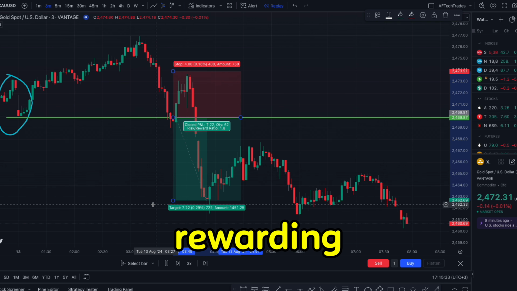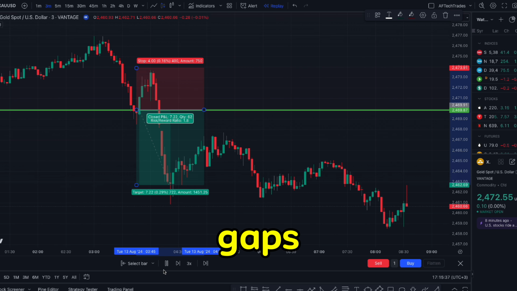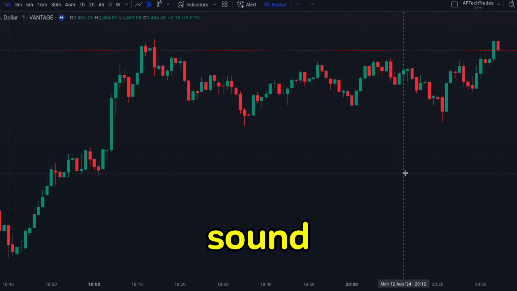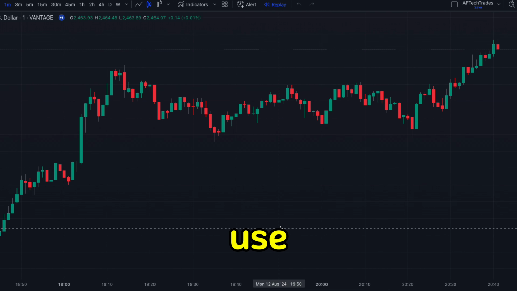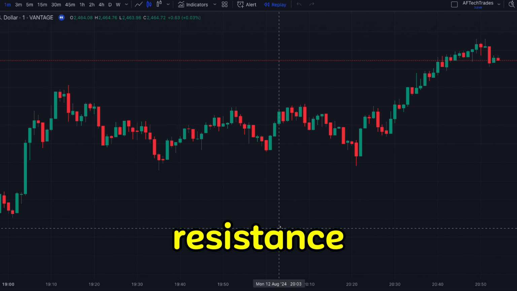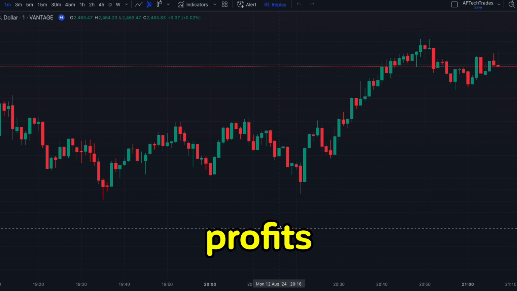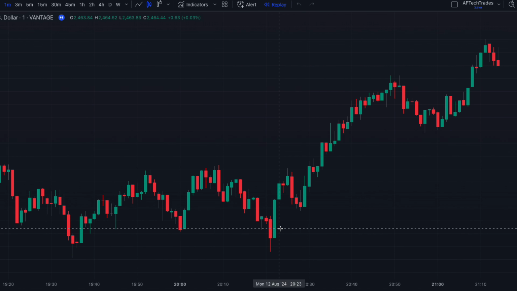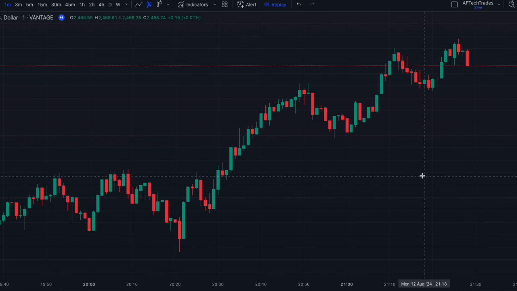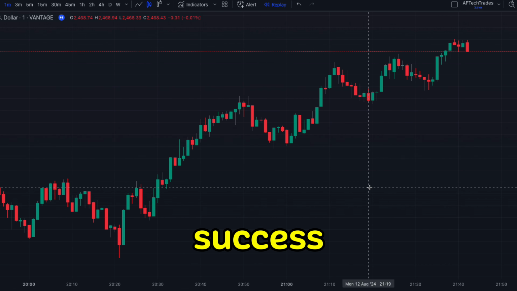Gap trading can be rewarding for traders who understand its intricacies. Different types of gaps offer different trading opportunities. Combine technical analysis with sound risk management strategies. Use tools like candlestick patterns, volume analysis, and support and resistance levels. No trading strategy guarantees profits. Losses are inevitable. Protect your capital through effective risk management techniques. Manage risk effectively to increase your chances of long-term success.